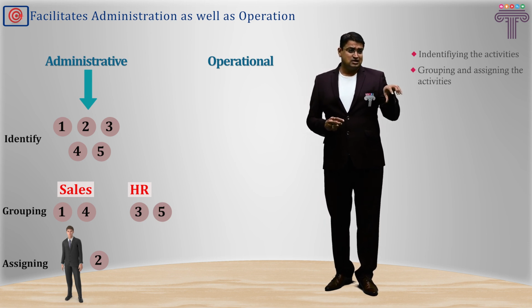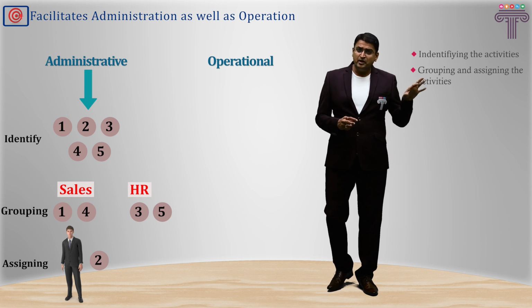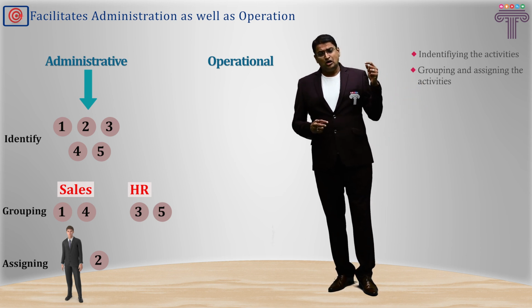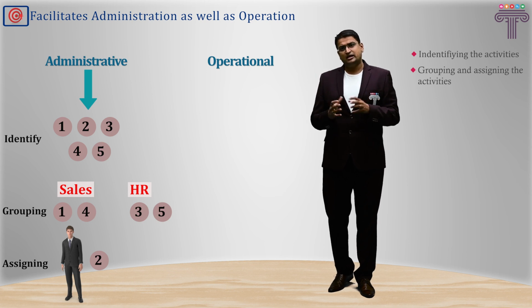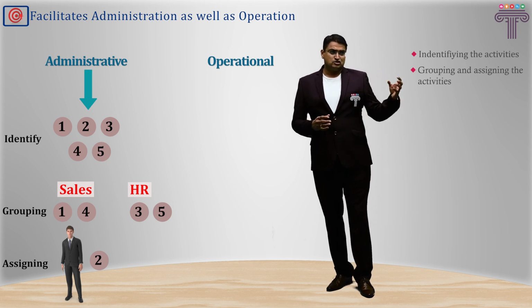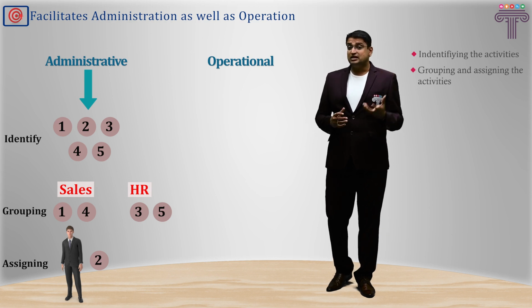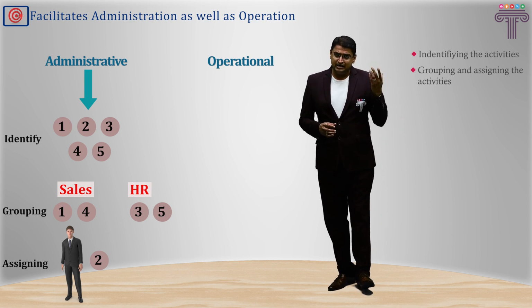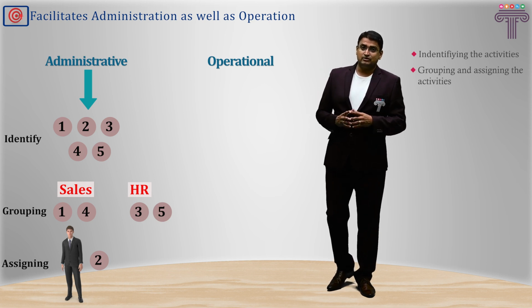Now these tasks are of similar nature and they are to be performed in link, so that's grouping of activity, and then they assign this activity to the particular person or group of persons so that they can finish the work. So that is assigning. So administrative activities or administration basically comprise identifying the activities, grouping the activities and assigning the activities.